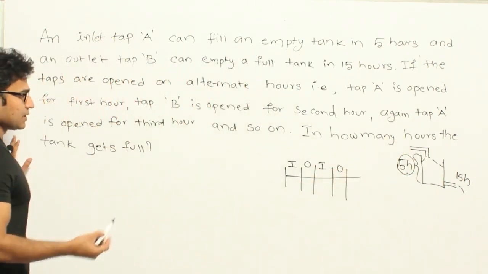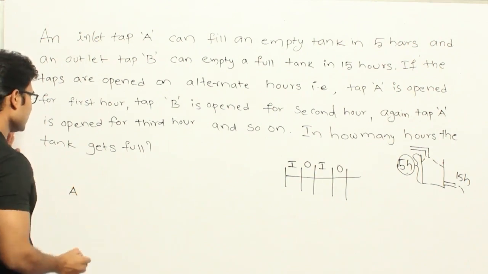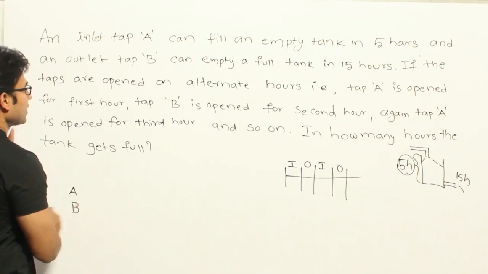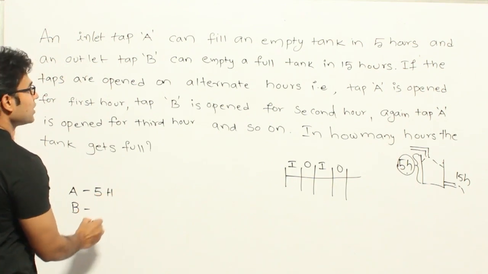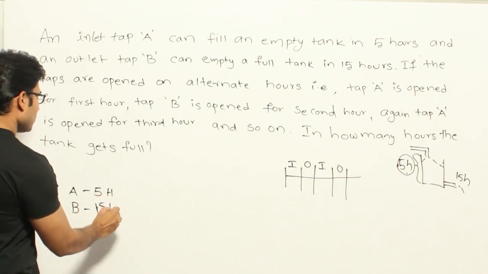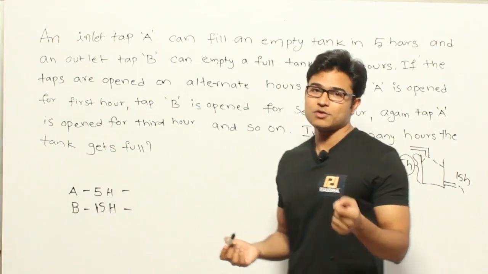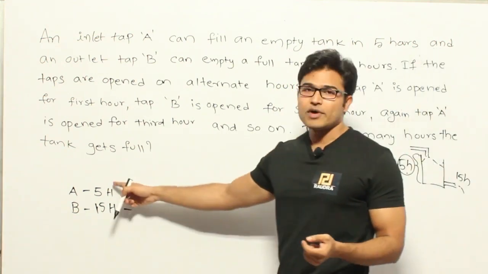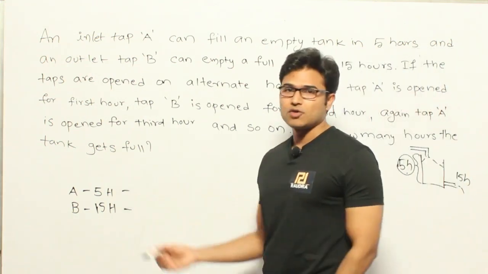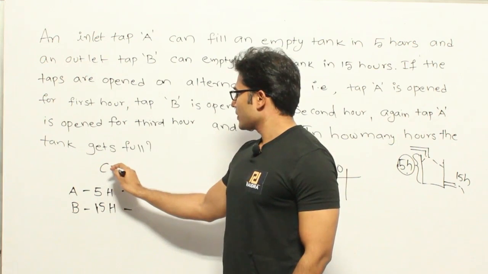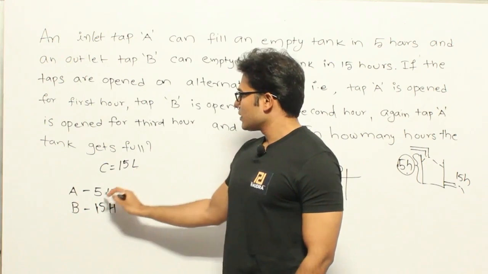How to solve it is again the same way. Let's find out the rate at which A is filling the tank and the rate at which B is emptying the tank, given that A can fill an empty tank in 5 hours and B can empty a full tank in 15 hours. In order to find the rates, we have to initially assume the capacity of the tank. Since the numbers given here are 5 and 15, let us assume that the capacity of the tank is 15, which is a common multiple of these two. So let us assume the tank capacity is 15 liters.